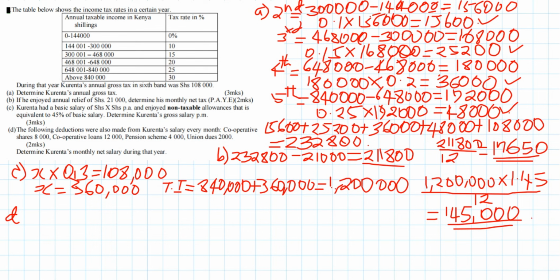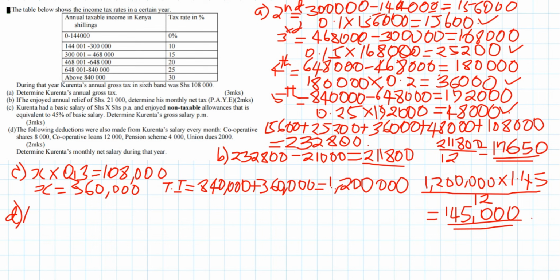Then part D tells us that the following deductions were also made from Currenta's salary every month. Cooperative shares 8,000, cooperative loans 12,000, pension scheme 4,000, union dues 2,000, and we want to determine Currenta's monthly net salary during that year. So in this case, we have seen that the gross salary was 145,000. This is what he was receiving. So now what we need to do so that we get the net, we take away all the deductions that Currenta is making, that we see how much remains with Currenta at the end of the month.